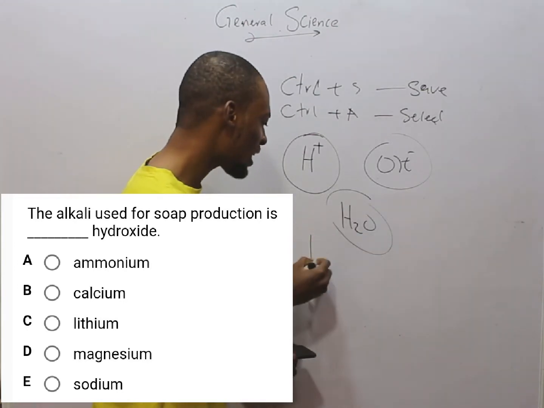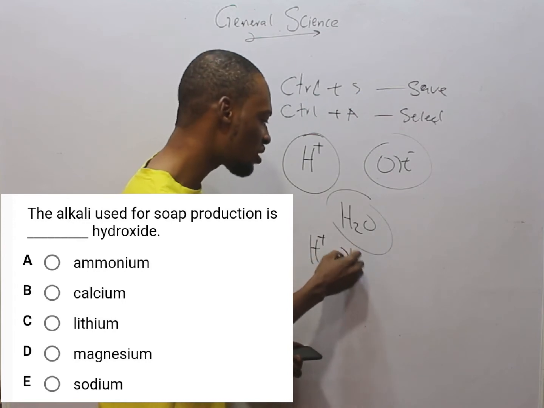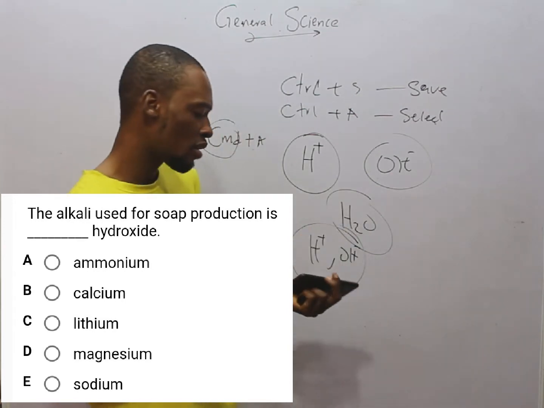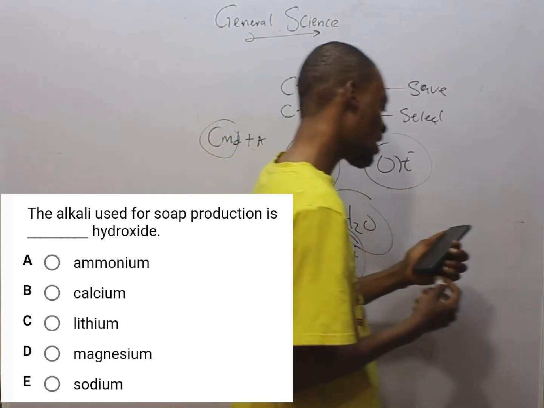So ions in water can dissociate to form hydrogen ion and hydroxide ion. This is why water can serve as both acid and base.